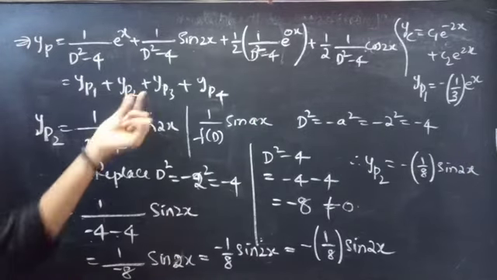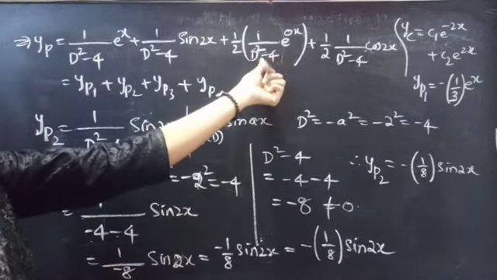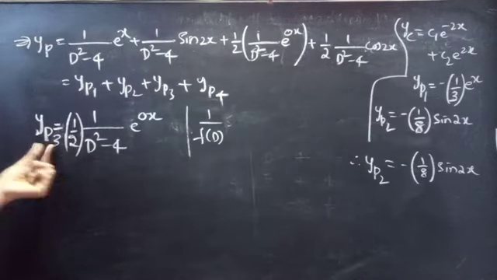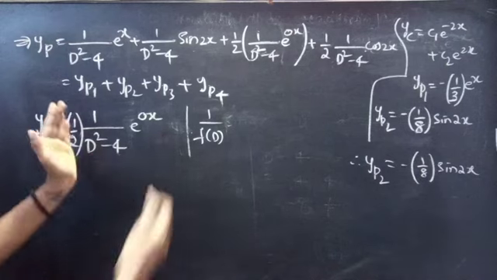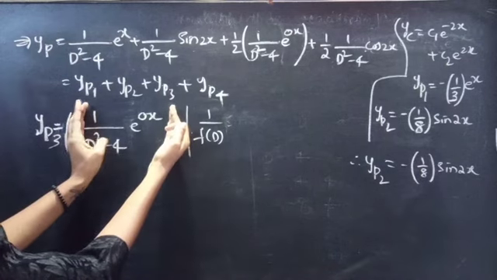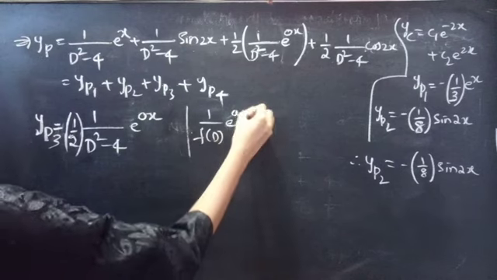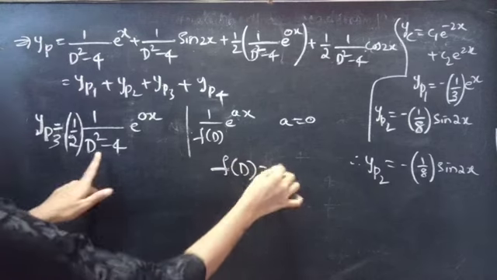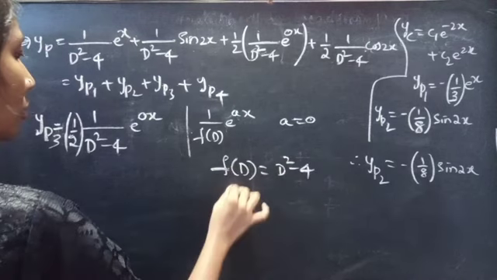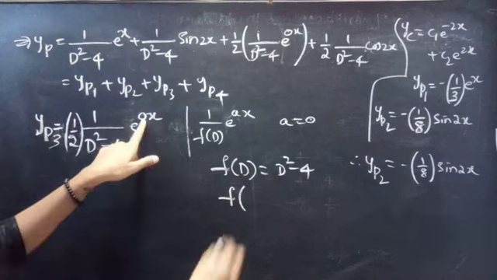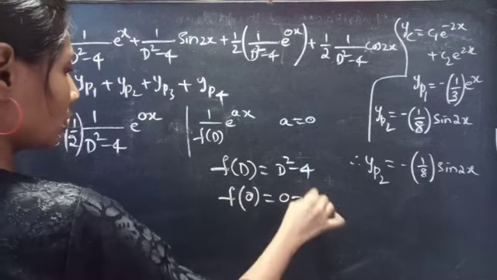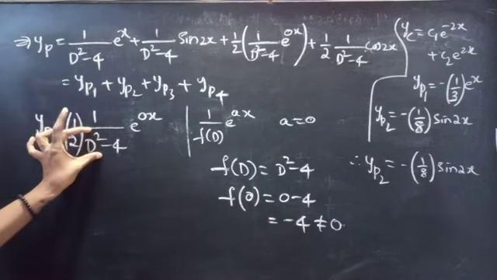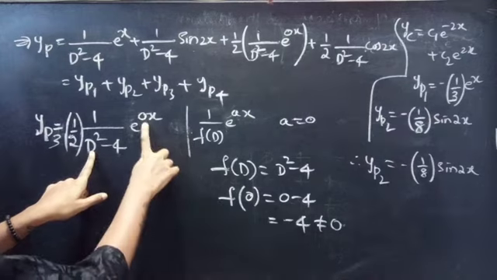Now let's find yp3, that is 1 by 2 into 1 by f of d into e power 0x. We have yp3 equals 1 by 2 into 1 by f of d into e power 0x. If you consider this, this is of the form 1 by f of d into e power ax. Then for a equals 0, we'll find f of 0. Since f of d equals d square minus 4, find f at 0, which is equal to 0 minus 4 equals minus 4, non-zero, right? The denominator is non-zero by replacing d by a for a equals 0.